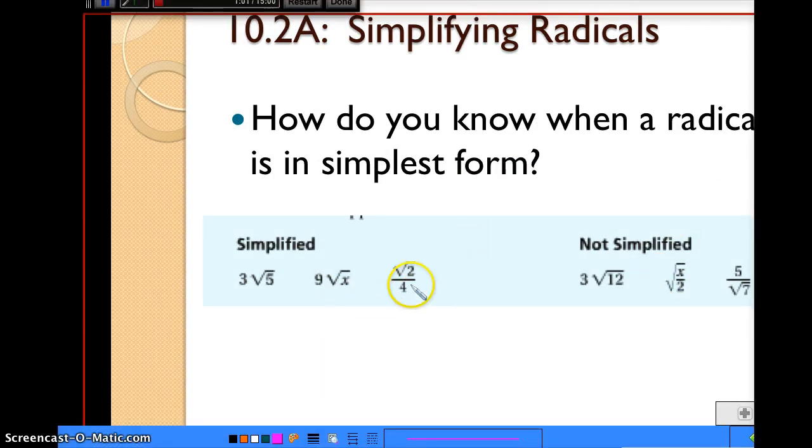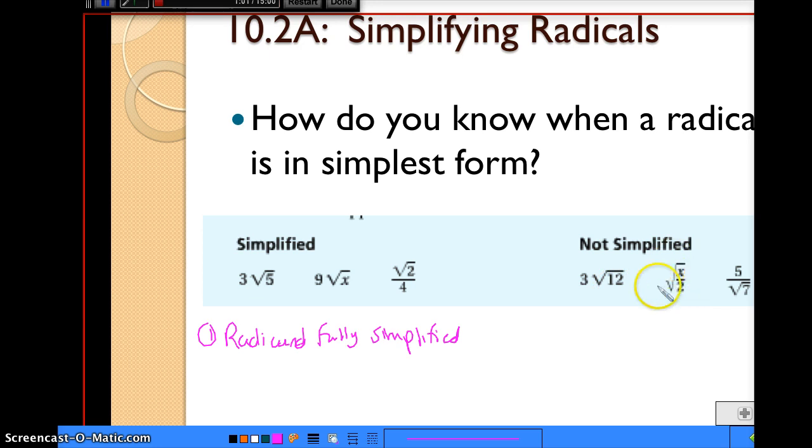Okay, so let's see. How would we know if it's in simplest form? First of all, the radicand has been fully simplified. Square root of 5, square root of x, square root of 2. Those are in simplest form. Square root of 12 is not in simplest form because it has a factor of 4. 4 times 3 is 12, and the square root of 4 can be broken down again.